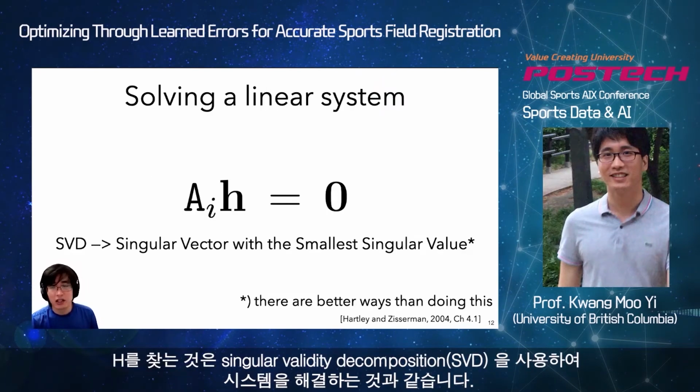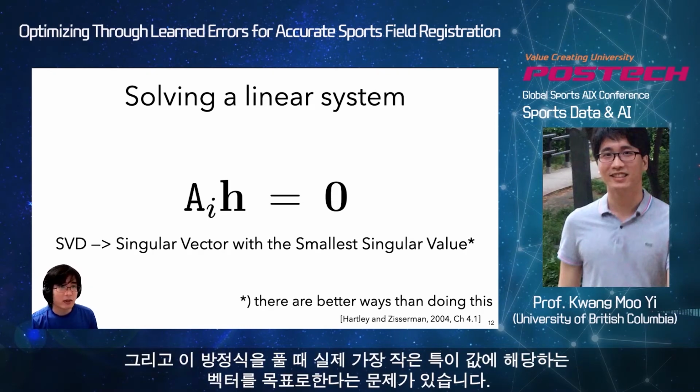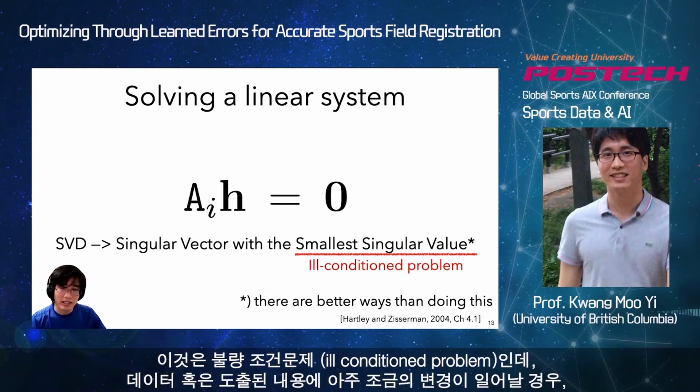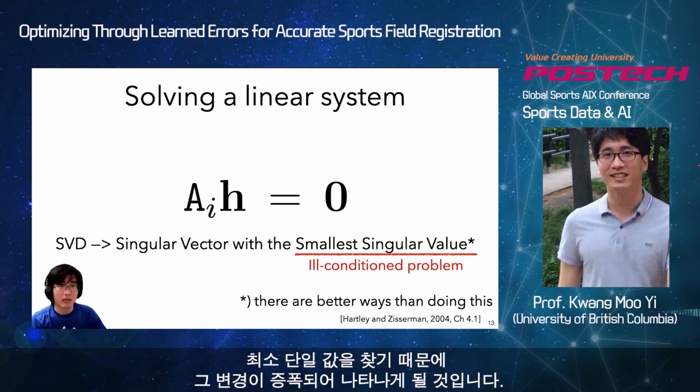Finding H here just corresponds to you solving the system using something called the singular value decomposition. There's a little bit of a problem when you solve this equation, which is that you're aiming for the vector corresponding to the smallest singular value. And the problem with this is that it is going to be an ill-conditioned problem. When you try to change a little bit on your data or even on how things change in your output, it's going to be amplified because we are looking for the smallest singular value.